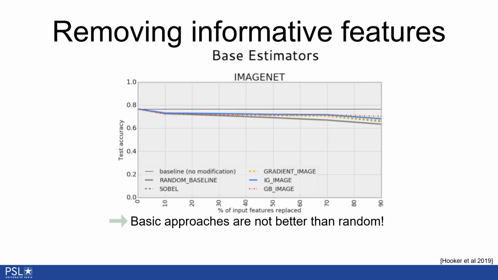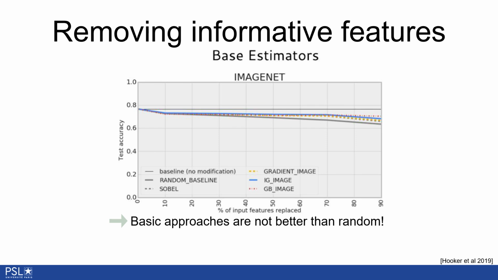The final output of this evaluation is the amount by which the accuracy of the network changes as informative features are progressively removed. This figure shows the accuracy on the y-axis as function of the percentage of features replaced on the x-axis. The different lines show the results obtained for different methods for removing pixels. This figure shows the effects of using vanilla gradients in yellow, integrated gradients in blue, and guided backpropagation in red, and compares them with removing random pixels or applying a Sobel filter on the input image.